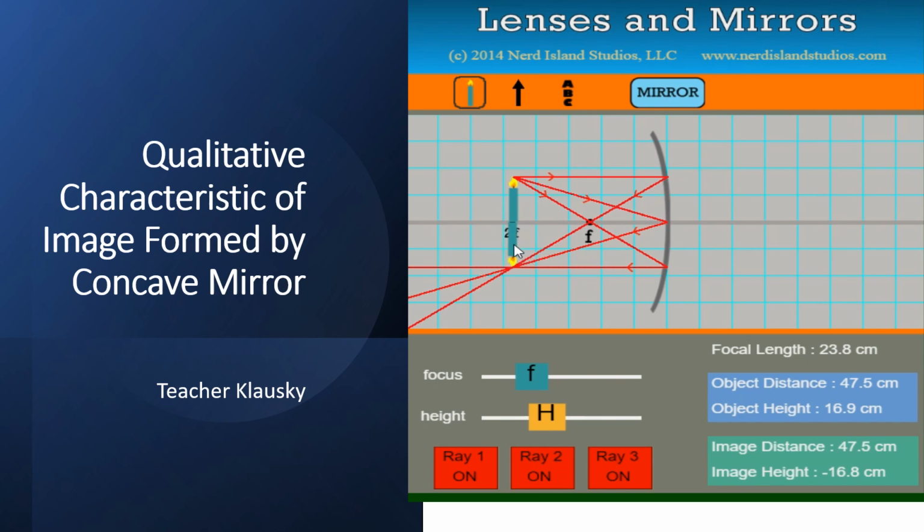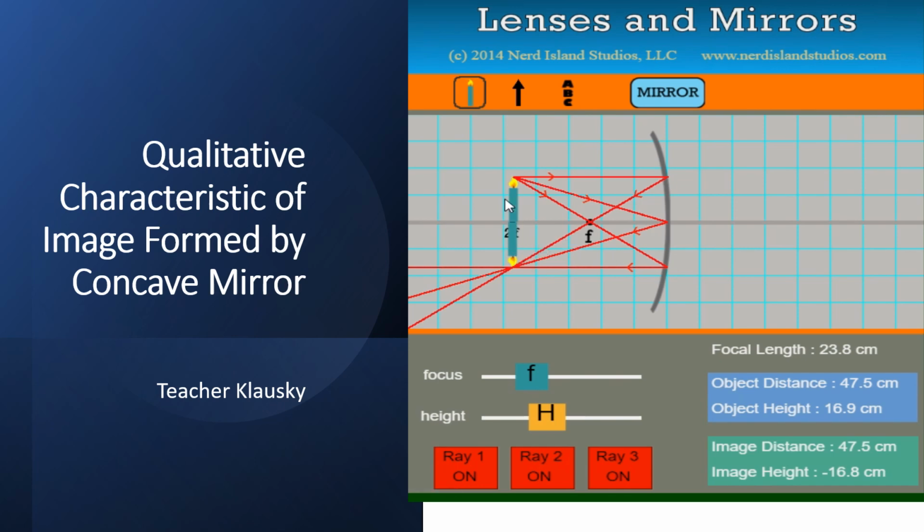So let us describe the image. We are just dealing with qualitative characteristics of the image formed by a concave mirror. Let us first have the image size. What can you say about the image size? As we can see, this is the size of the original object, and this is the image. So they are the same size. Now in terms of orientation, the image here is inverted, and since the image is formed in front of the mirror, this is a real image.